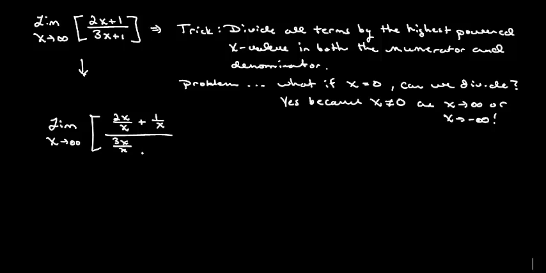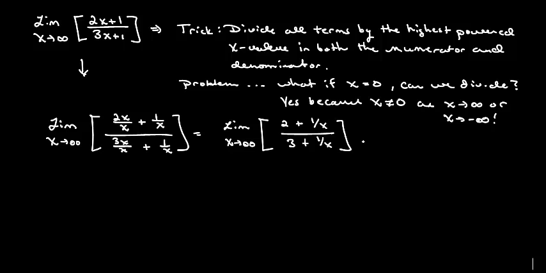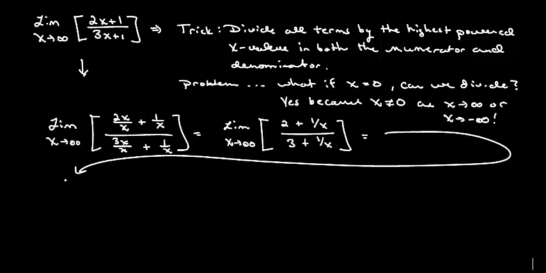So the new function is going to be, I'm going to divide everything by x, because x is the highest power I see in the numerator and the denominator. When I do that, this is going to reduce. So here's our replacement function. I get 2 plus 1 over x divided by 3 plus 1 over x. Those two functions are the same. The only difference is 0 is not in the domain of the second one, but that's not an issue because we're not going to be working with values near 0.